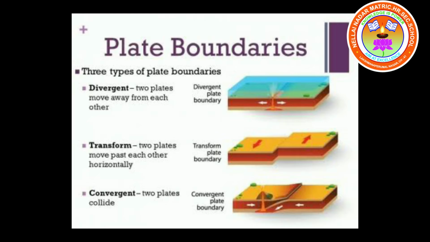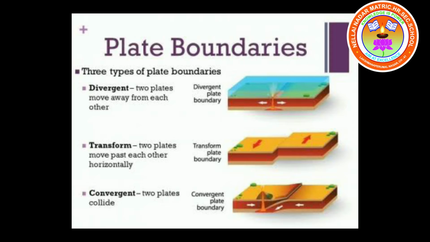Example of the convergent boundary: fold mountain. Which fold mountain? Himalayas. That is familiar. Divergent boundary example: mid-Atlantic ridge. And the transform boundary, also called the conservative boundary, example: San Andreas fault.